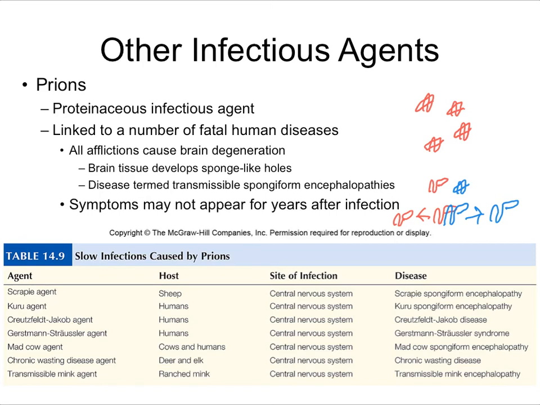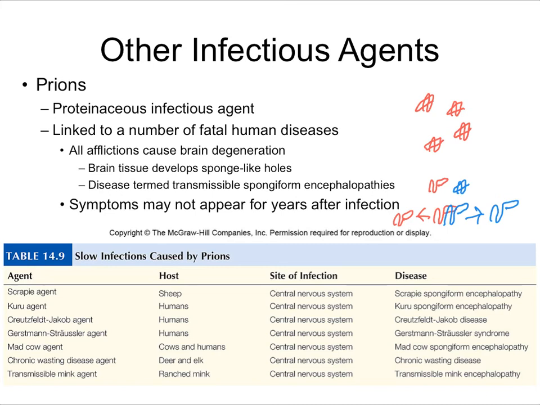Because these are brain proteins. These prion proteins occur in the brain. So how would you get infected with it? Well, to get infected with it, you have to get somebody else's brain in your body. And that doesn't happen very often. Usually, the way you're going to get somebody else's brain in your body is if you eat it.